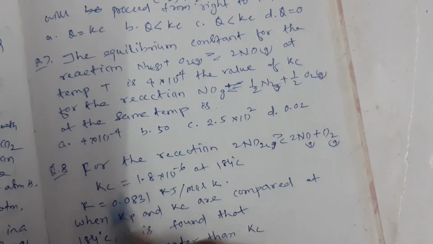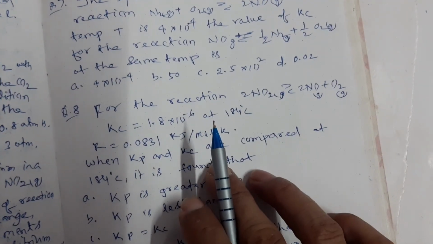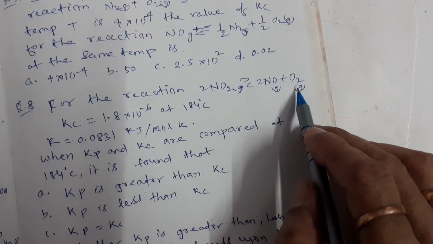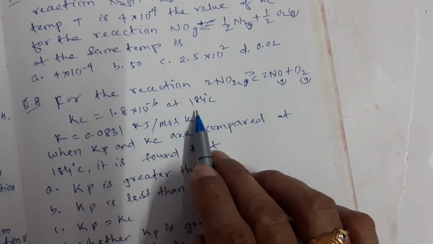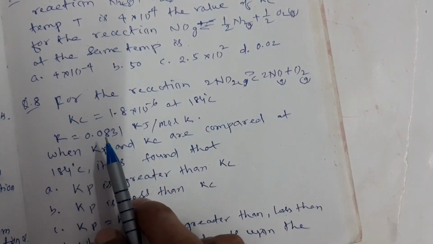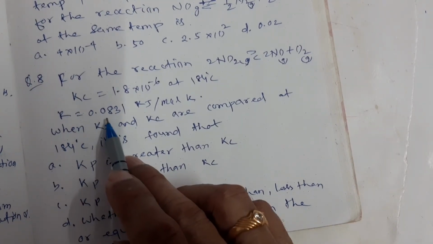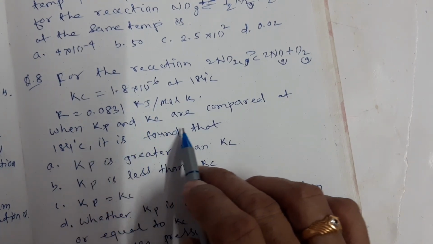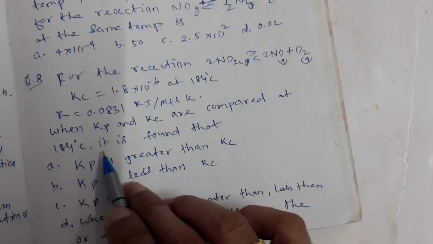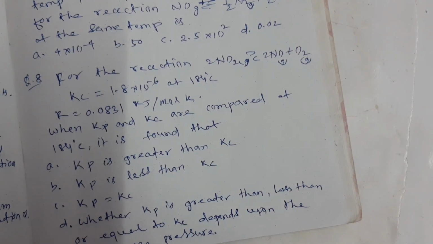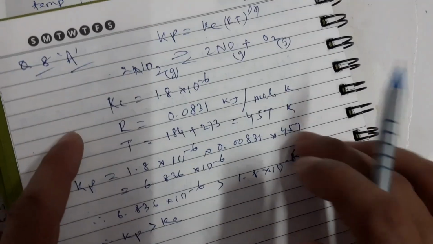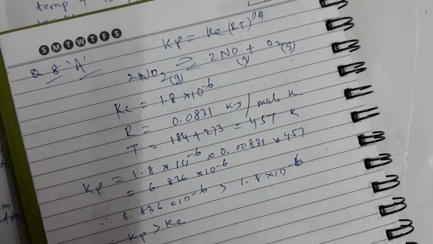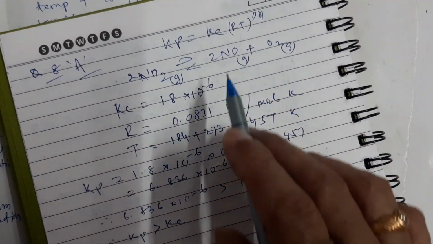Okay students, next question, the last. For the reaction 2NO2 giving 2NO plus O2, Kc is given, the equilibrium constant at 184 degree centigrade. R is given as 0.0831. When Kp and Kc are compared at 184 degrees, it is found that what? You see, the relation is Kp equals Kc (RT) power delta n. Here, this side 3 moles are there, this side 2 moles, so delta n is 1.